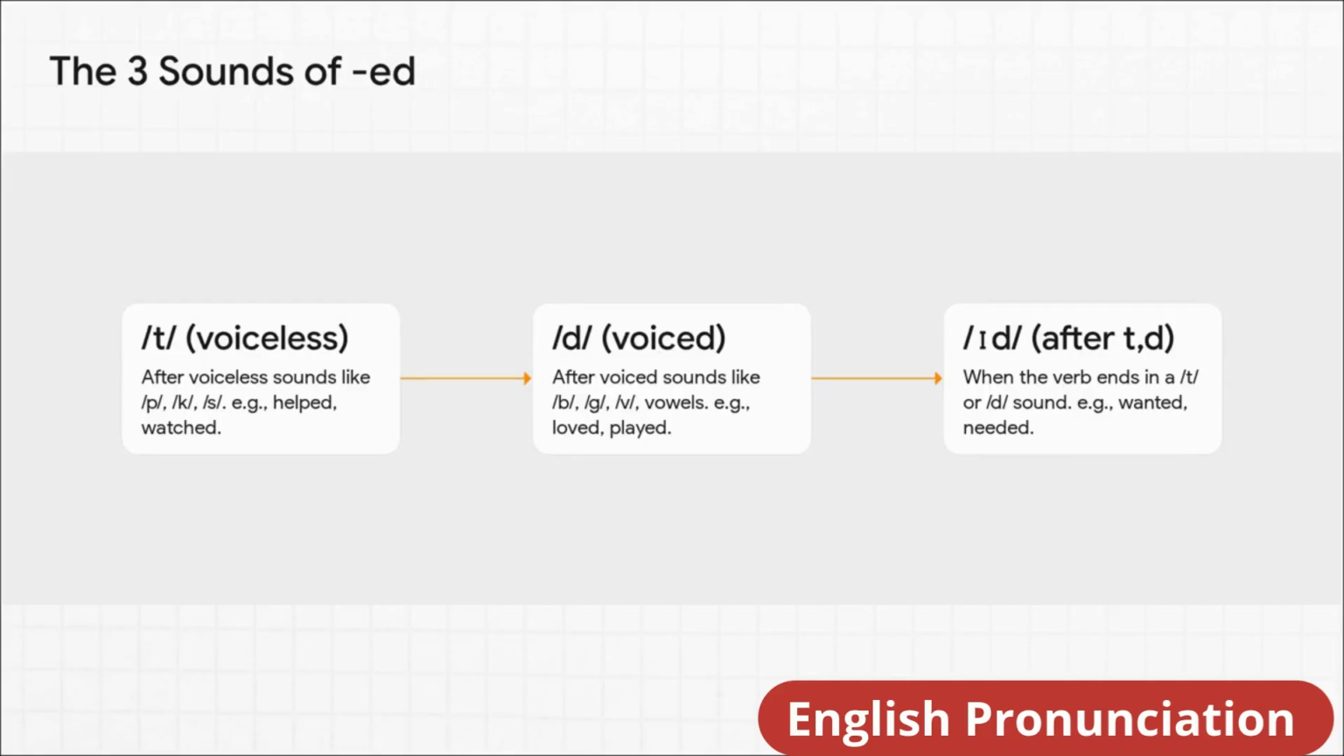Okay, this is one of my favorite hidden rules of English. You know the ED ending for past tense words? How you say it isn't random. It completely depends on the sound that comes right before it. If the sound before is voiceless, like the P in help, the ending sounds like a T, helped. But if the sound is voiced, like the V in love, the ending sounds like a D, loved. See? It's a system. It's actually super logical when you see it.